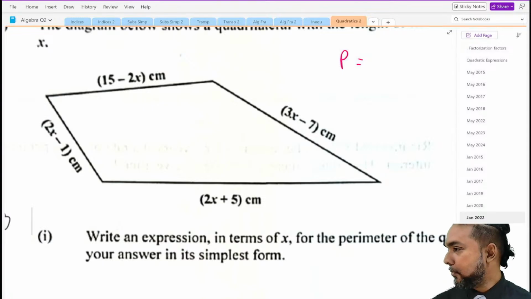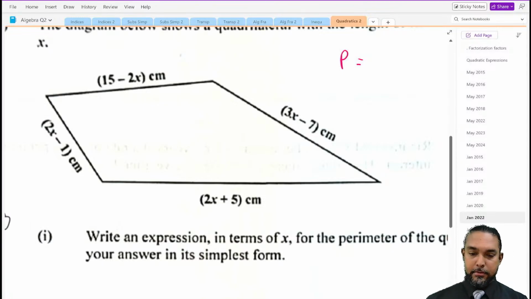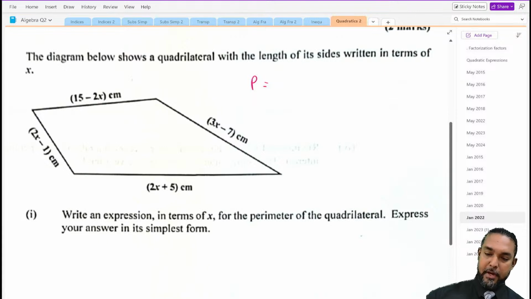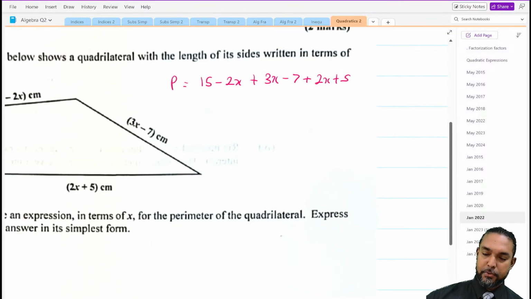Hey Zian, how are you doing? All right, so what we have? We have 15 minus 2x, and we have plus 3x minus 7 plus 2x plus 5, and then plus 2x minus 1.